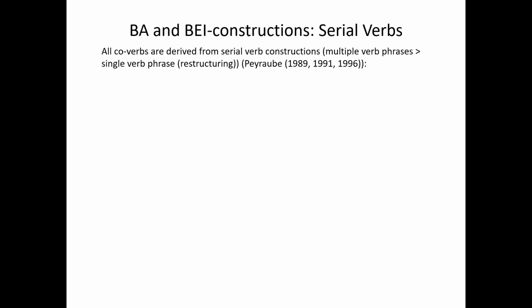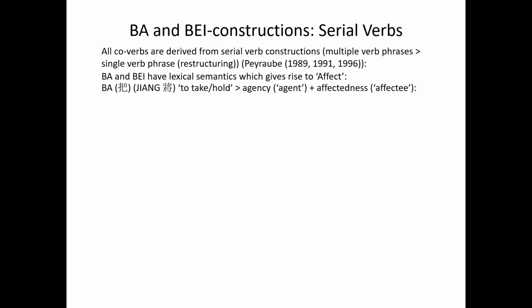People who analyze Chinese philology have shown that co-verbs come from multiple verb phrases that have been reanalyzed as a single verb phrase in a process called restructuring. In the case of bar and bei, they originally have lexical semantics as verbs, and we can trace the origins of the affect from the original lexical semantics.